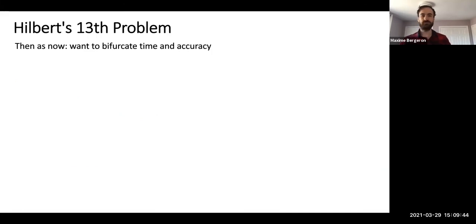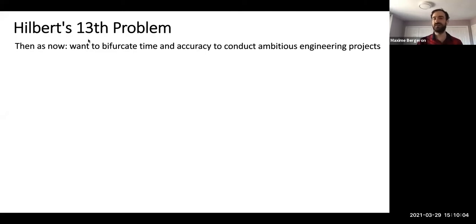All right, so what does this have to do with Hilbert's 13th problem? His motivation, as a pure mathematician, we all know this is not really what he was after, but if you go back and read his original statement of the problem, he does point it out as a problem of wanting to split up time and accuracy of problem solving. For him, very specifically, he wanted to conduct ambitious engineering projects. Namely, his favorite example was the French railroad.